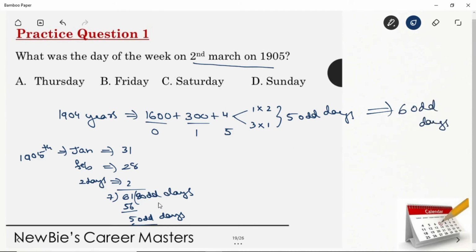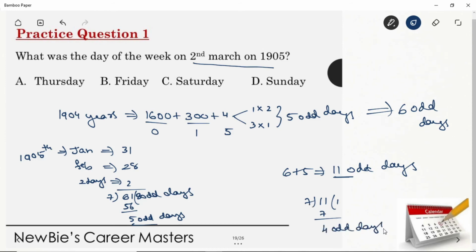Okay. Then final step, add these 5 odd days. 6 plus 5, 11 odd days. This is the way. Okay. Again, odd days can't be 11. So what do you have to do? 11 divided by 7. 1 seven is 7. Remainder is 4. Correct. This is the final odd days.